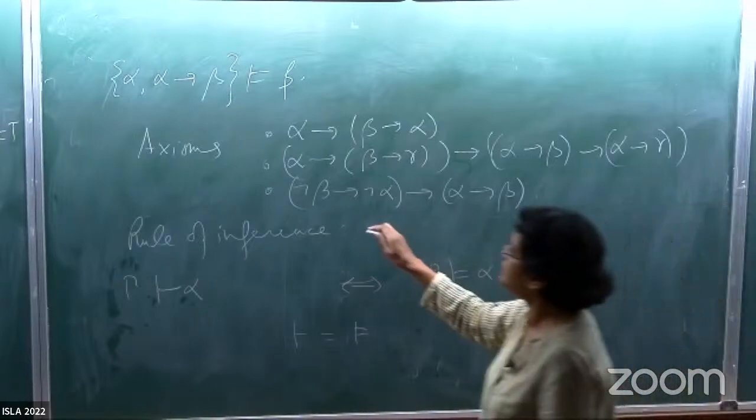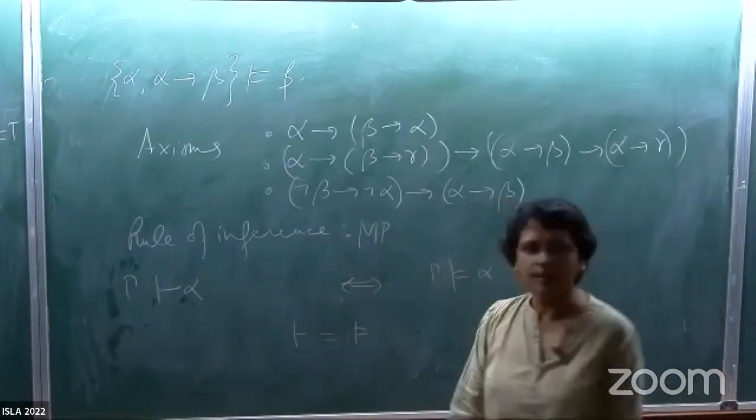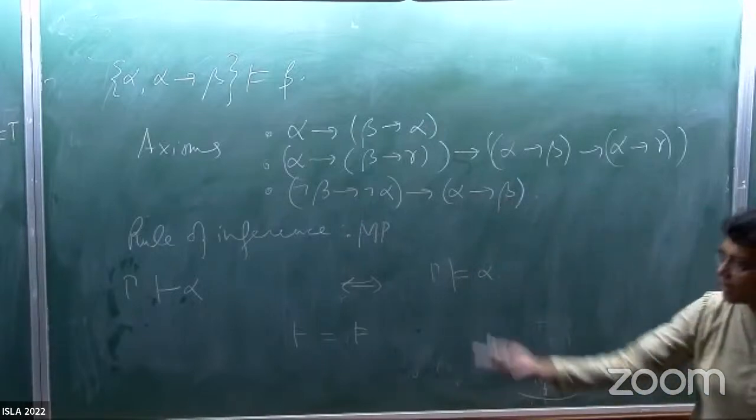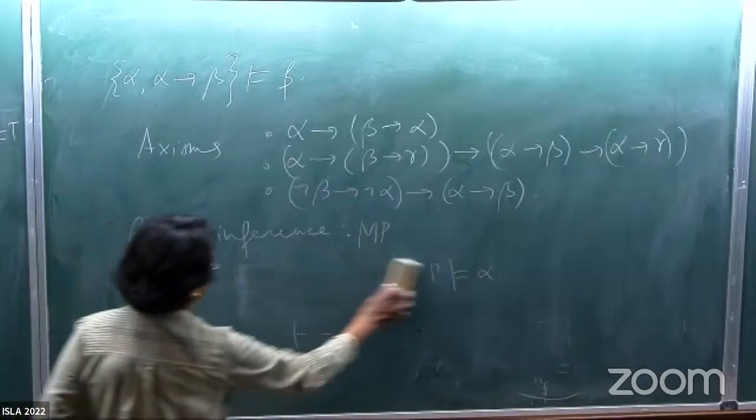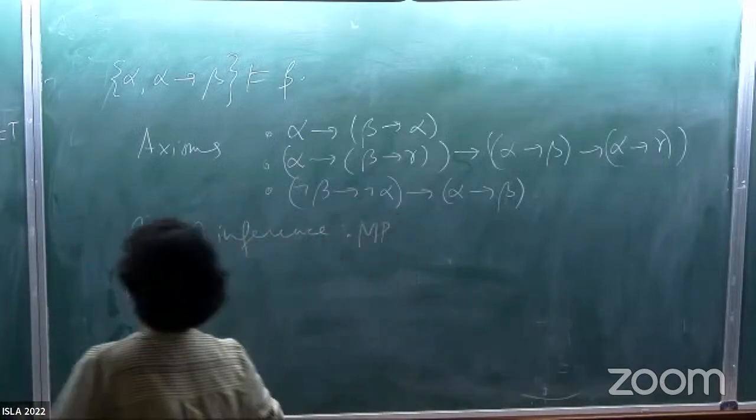What's the rule of inference? Our familiar modus ponens. How do I define the turnstile? Very simply done. We say, so this is the axiomatic method.